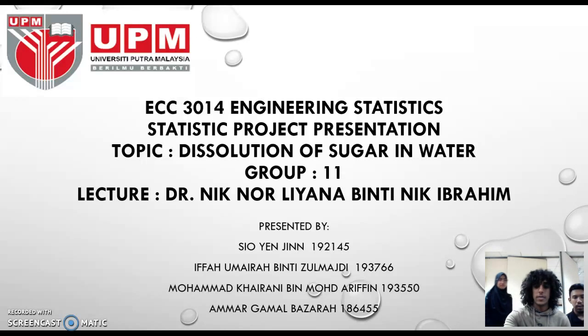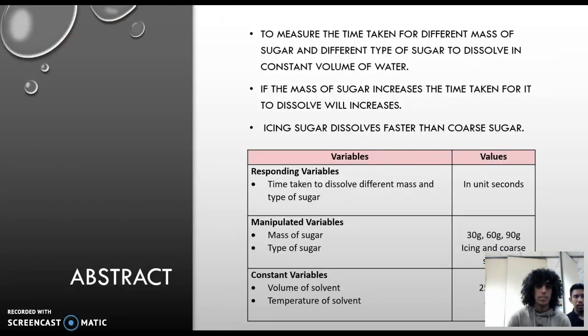We're going to talk about the abstract of this topic. First, we ran this experiment to measure the time taken for different masses of sugar and different types of sugar to dissolve in a constant volume of water. Also, if the mass of sugar increases, the time taken for it to dissolve will also increase. And we noticed that the icing sugar dissolves faster than the coarse sugar.